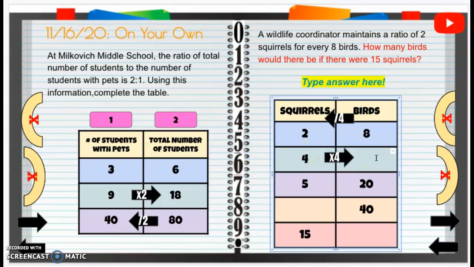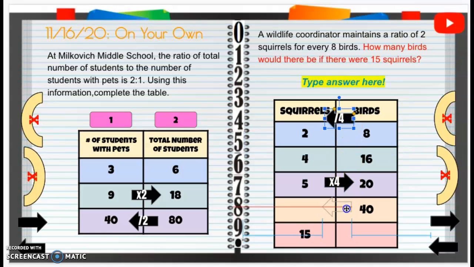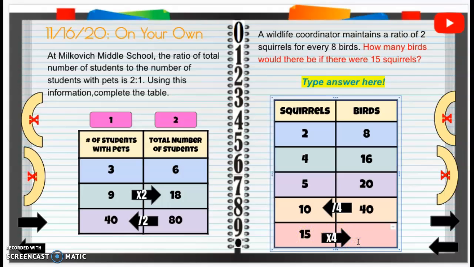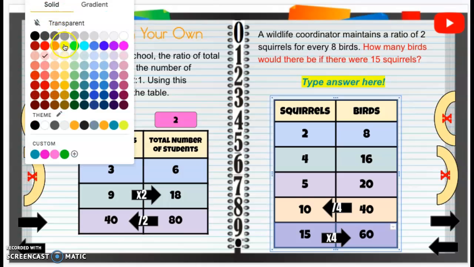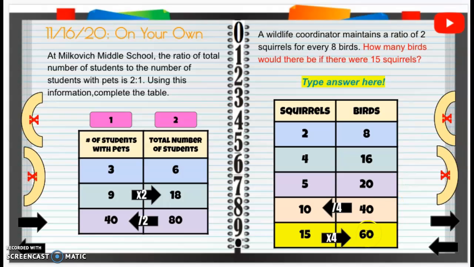So this one we're going to point to our empty box. 4 times 4, 16. Is 5 times 4 20? Yes, it is. So 40 divided by 4 is 10. And then the last one, 15 times 4 is going to be 60. So now we need to answer the question though. How many birds will there be if there were 15 squirrels? We look at that last box. There would be 60 birds.